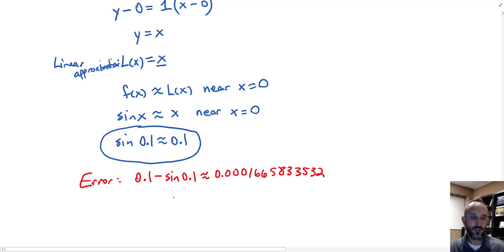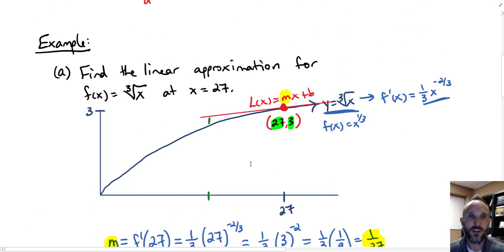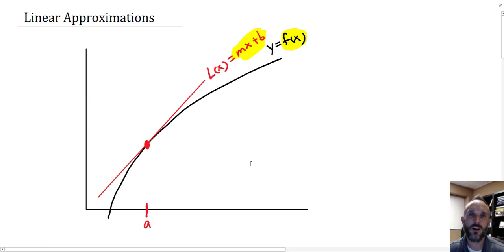So it's very interesting to take a curve and be able to approximate that curve with a simple line near any decent point on the graph. Okay, so those are linear approximations, a fun little application of the derivative.